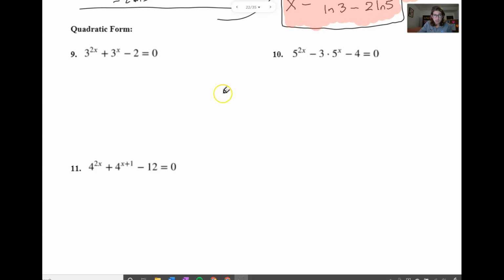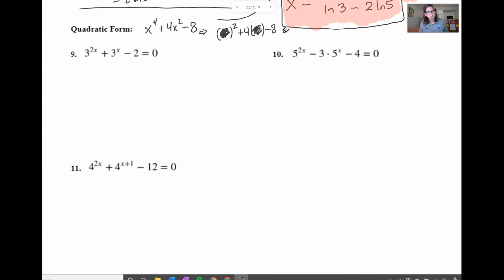Quadratic form. 3 to the power 2x plus 3 to the x minus 2. How is this quadratic form? This kind of likens back to me asking questions like x to the 4th plus 4x squared minus 8. How do we know how to factor this? Because we're really thinking about it as x squared squared plus 4 times x squared minus 8. It's kind of like we're covering up this x squared and just getting this form of something squared plus 4 times something minus 8 and factoring. That's what's going on here.